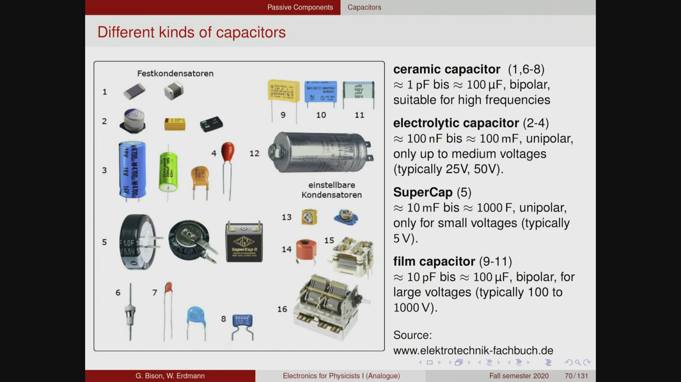For example, if you have a light on your bike that maintains a certain time if you stop at the traffic lights, and if that is not based on an accumulator, it's probably based on a supercapacitor that is charged as soon as you start rolling and then maintains the voltage for the lamp for a short time. Supercapacitors are only available for small voltages, typically 5 volts. So, for example, backup of an electronic circuit is also possible with a supercapacitor. Then film capacitors are somewhere in between. They are available to medium capacitance, they are bipolar, and they are available for large voltages. So if your circuit uses something more than 100 volts or so, then typically a film capacitor is what you need.